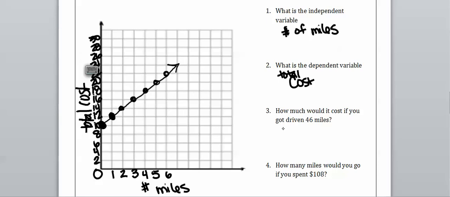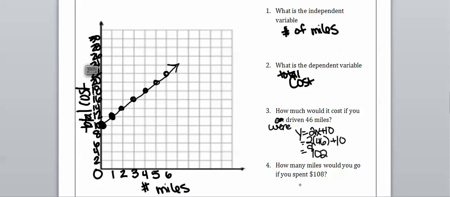So how much would it cost if you were driven 46 miles? Well, y equals, and you have your 2x plus 10, so you're taking 2 times 46, which gives you 92, plus 10 equals $102.